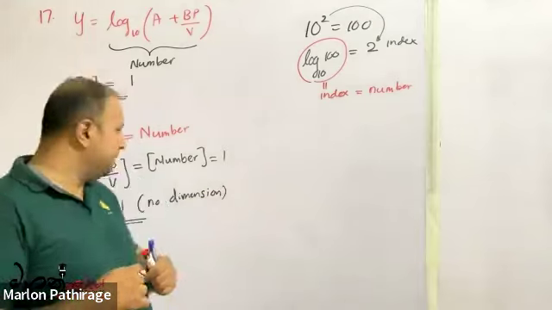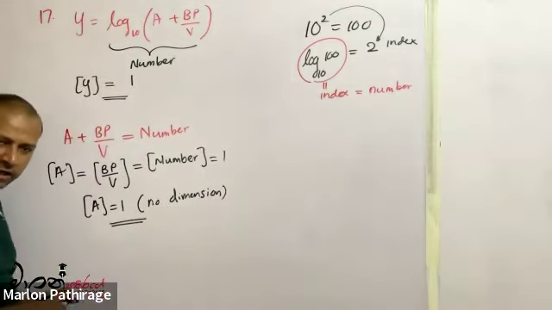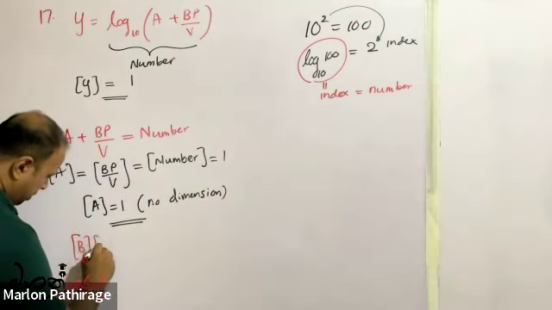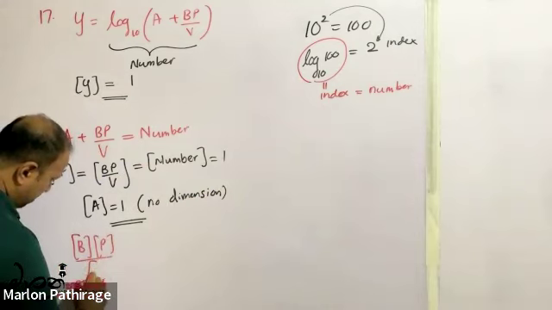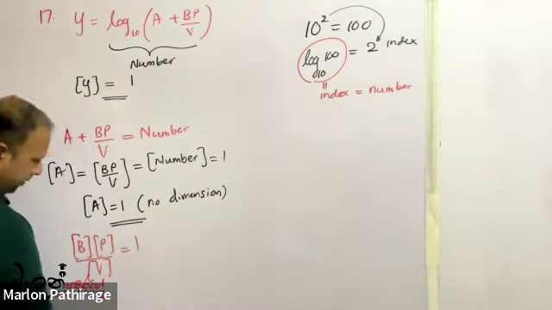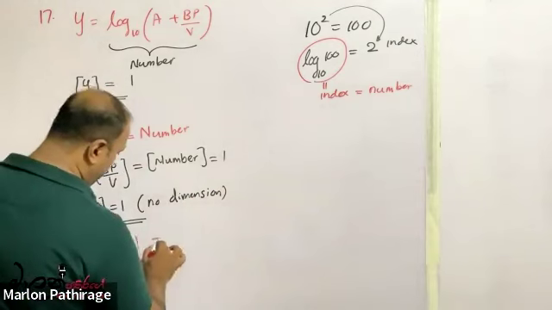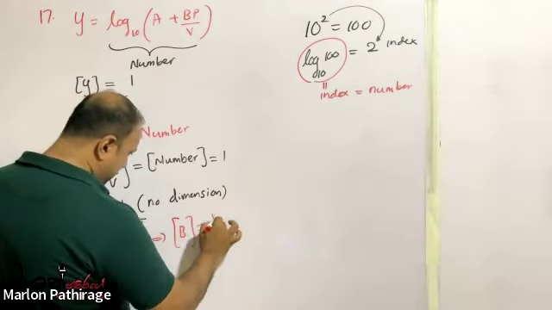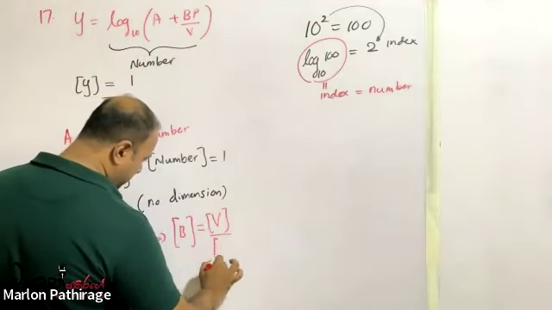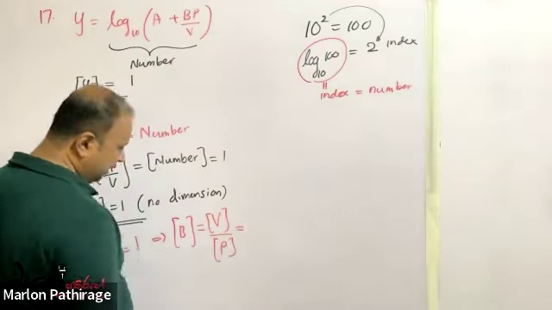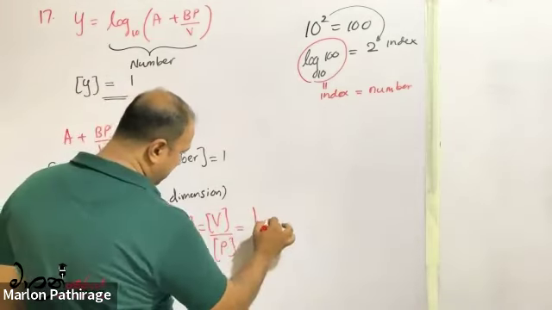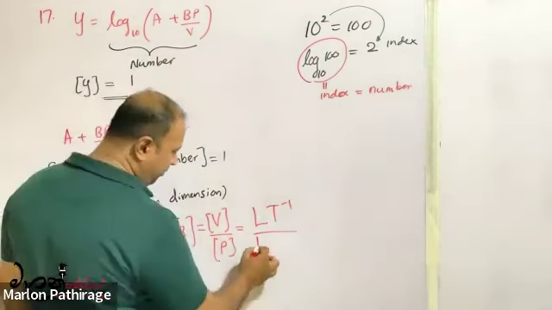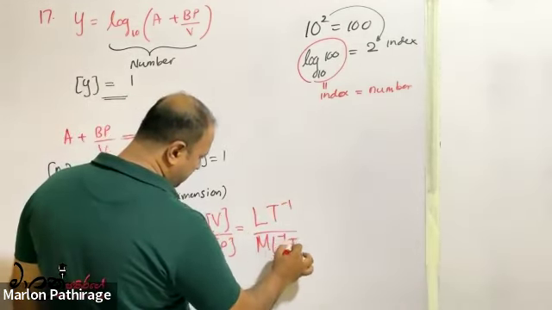Then dimension of B P over V also equals 1. Therefore, dimension of V into dimension of P over dimension of B is equal to 1. Therefore, dimension of B is equal to dimension of velocity over dimension of pressure. Dimension of velocity means L T minus 1. Dimension of pressure means M L minus 1 T minus 2.